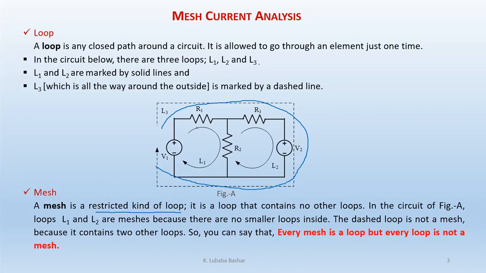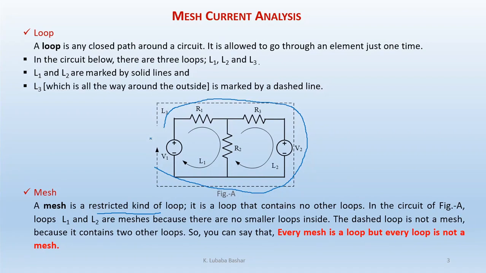Here, you can consider L1 both as a mesh and a loop. Similarly, L2 is both a mesh and a loop. But L3 is only a loop. You cannot consider L3 as a mesh because it is not the shortest possible one. Inside L3, there are two other loops. Those are L1 and L2. So this is the difference between a mesh and a loop. Got it?